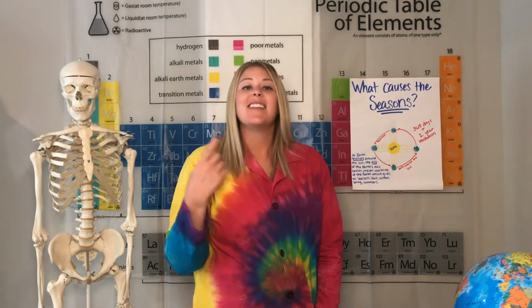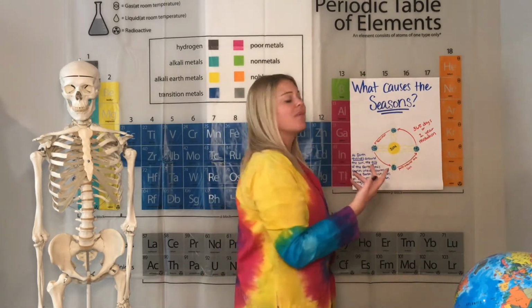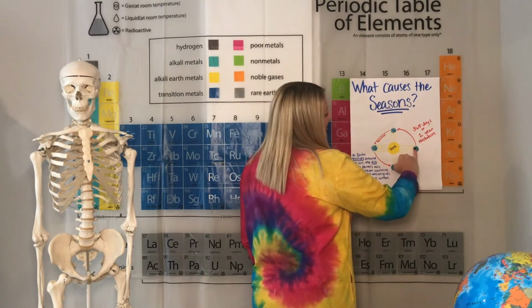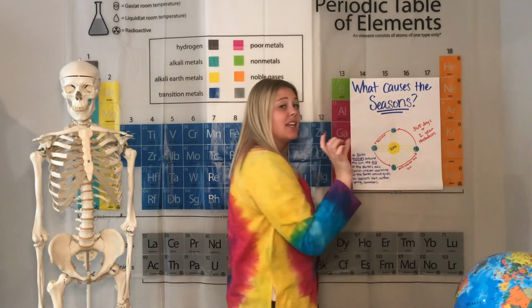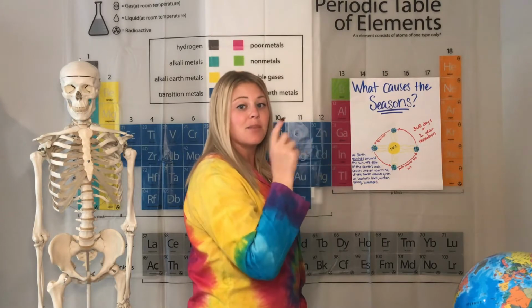Now, yes, the Earth is spinning, so during this time we're also getting day and night. But if you notice, if we're up here, that's also what's causing our days to be longer because we're able to get more sunlight, and our nights to be a little bit shorter.